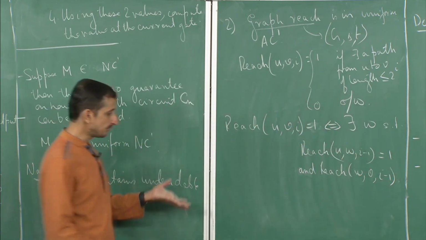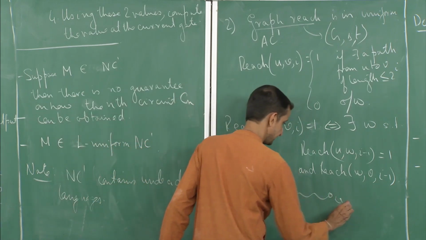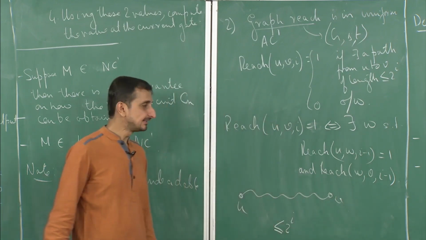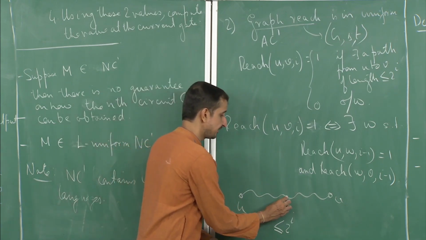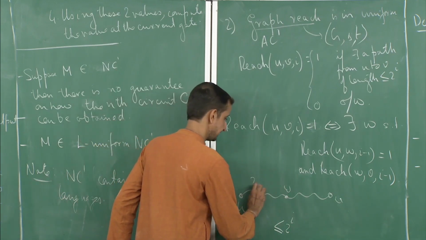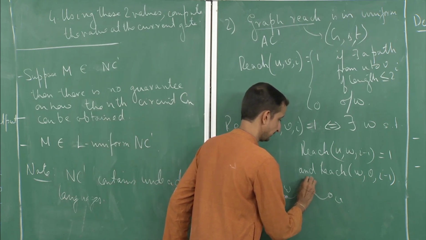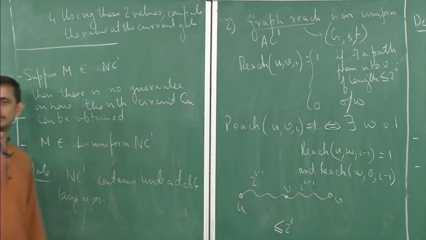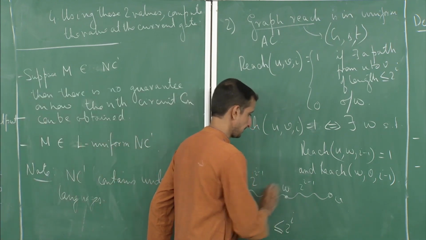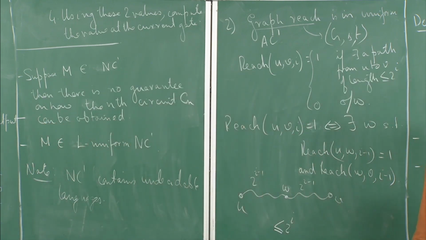Okay. Because essentially what this is saying is that, if I have a path from U to V of length at most 2 to the power I, then there is some middle point W in this path. And what property does the middle point have? That this length is at most 2 to the power I minus 1 and the other part is also at most 2 to the power I minus 1, right. So, now it is easy to see how we can compute this circuit.